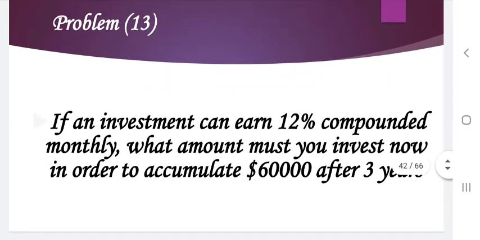Problem number 13. If an investment can earn 12% compounded monthly, what amount must you invest now in order to accumulate $60,000 after 3 years?